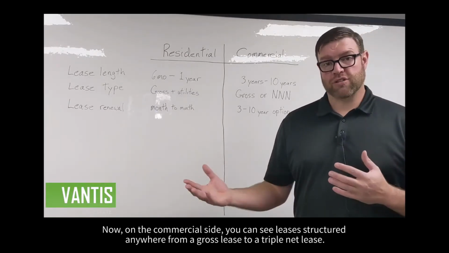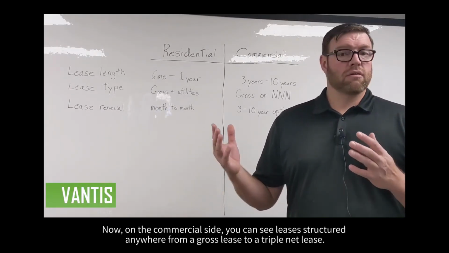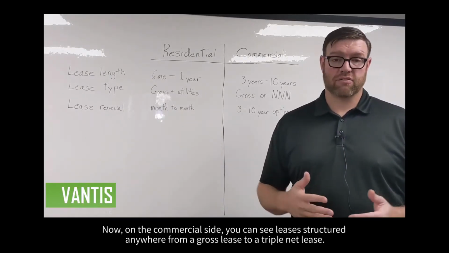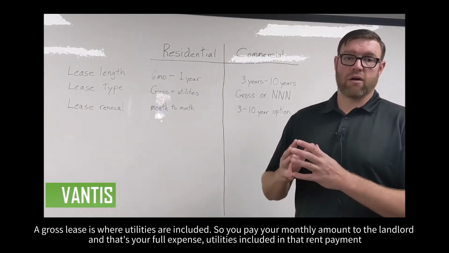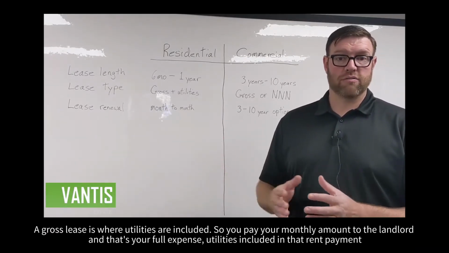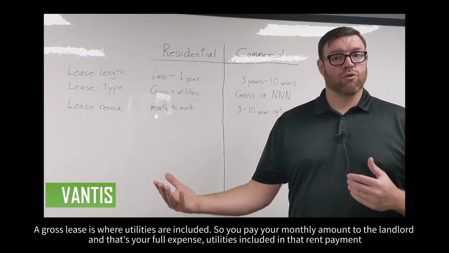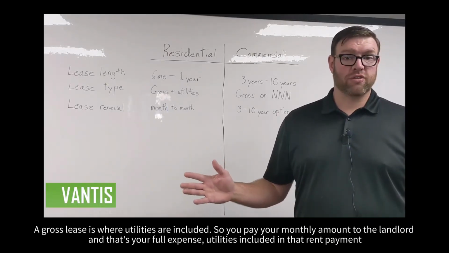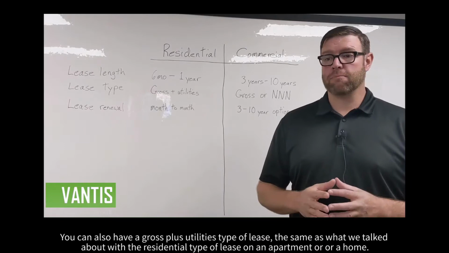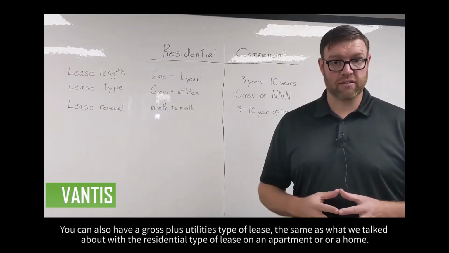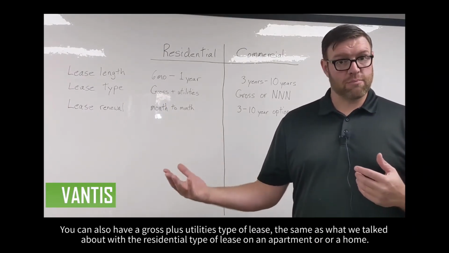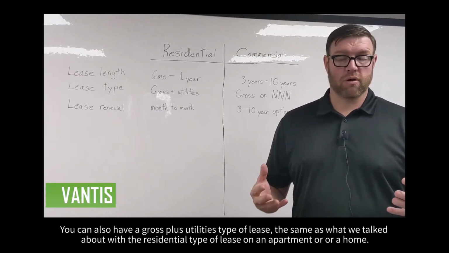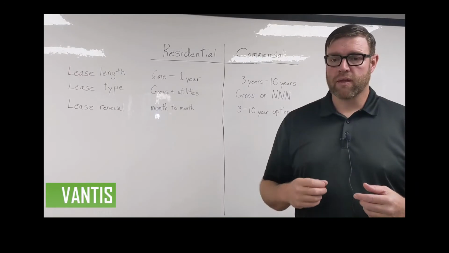Now on the commercial side, you can see leases structured anywhere from a gross lease to a triple net lease. A gross lease is where utilities are included. So you pay your monthly amount to the landlord, and that's your full expense. Utilities included in that rent payment. You can also have a gross plus utilities type of lease, the same as what we talked about with the residential type of lease on an apartment or a home.